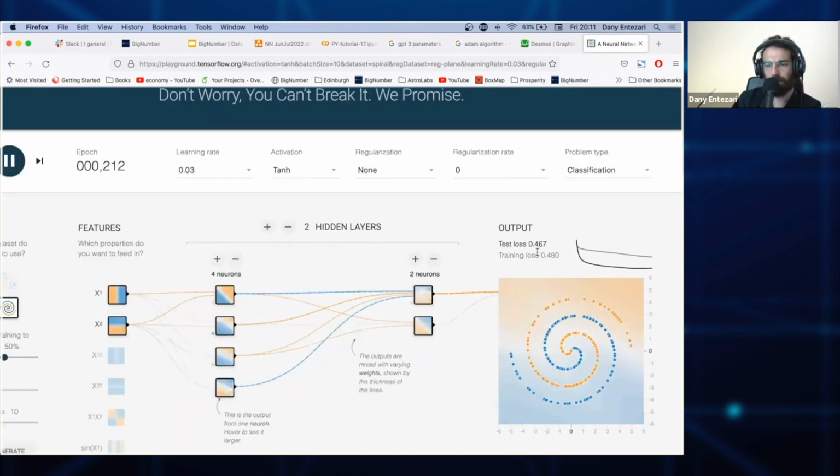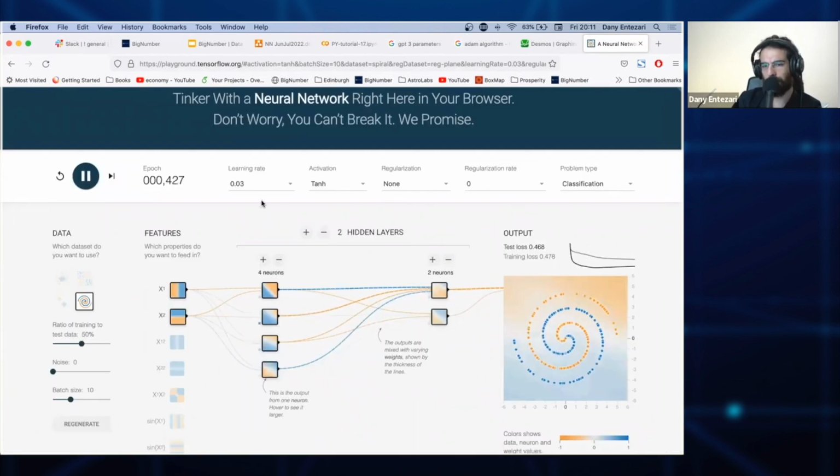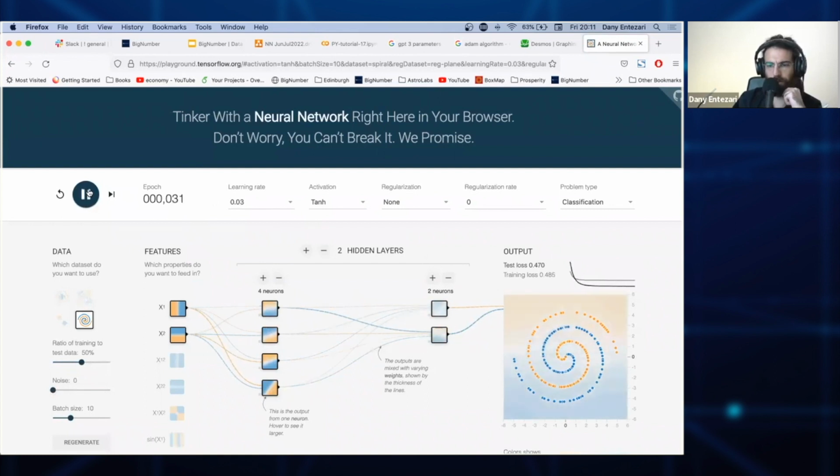So the loss is, is it climbing? It's consistent. I think I'm going to have to do a hard refresh to run this again. So tanh, I can hit play once more. I remember this example always takes a bit longer, but it is ultimately able to separate these two classes.